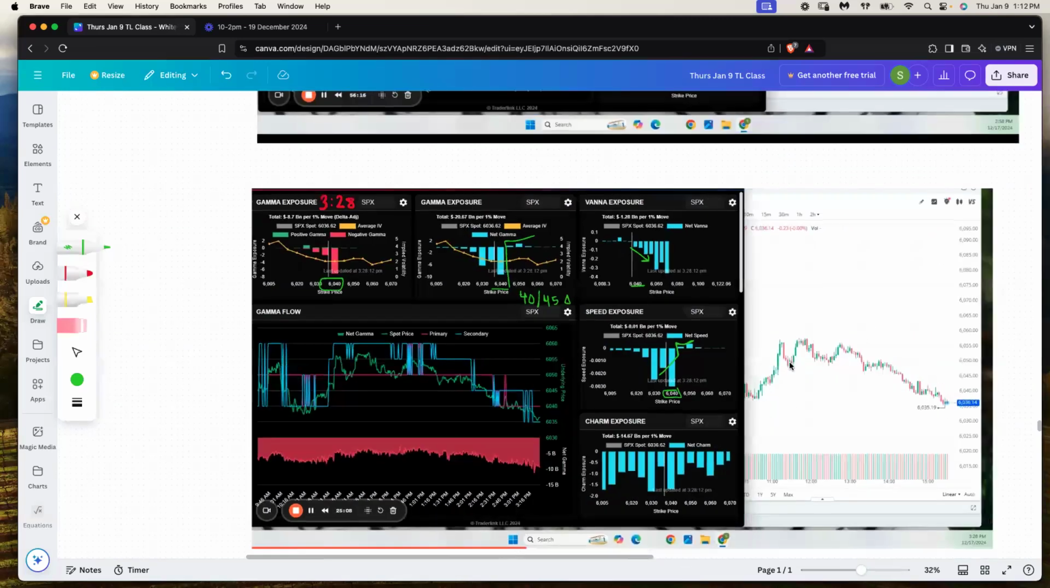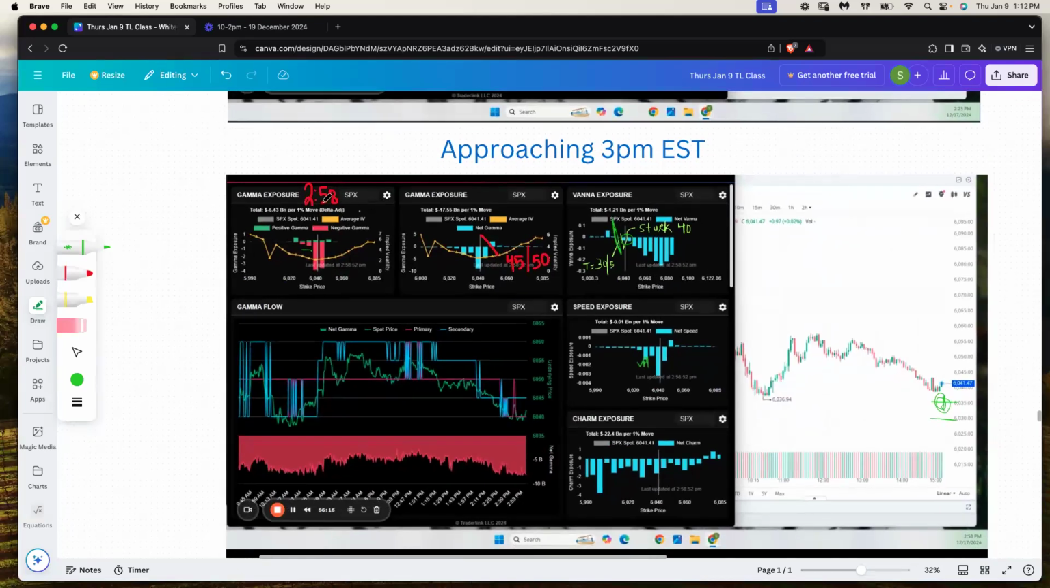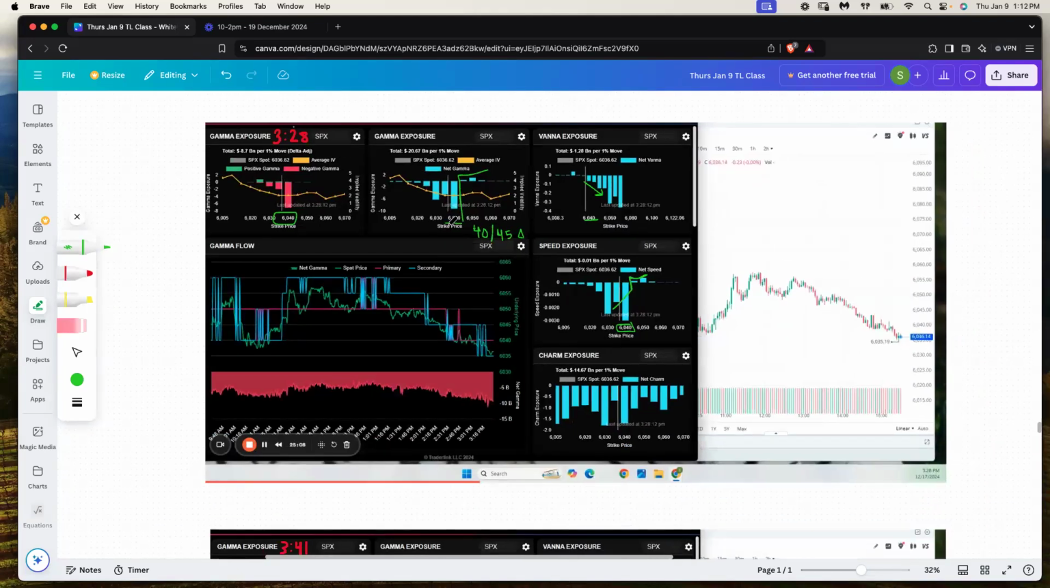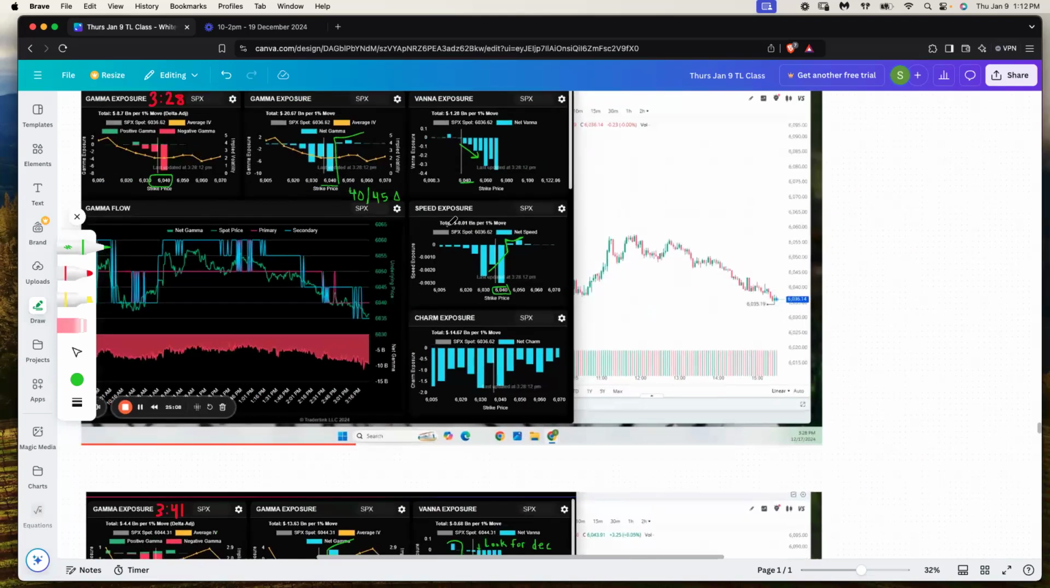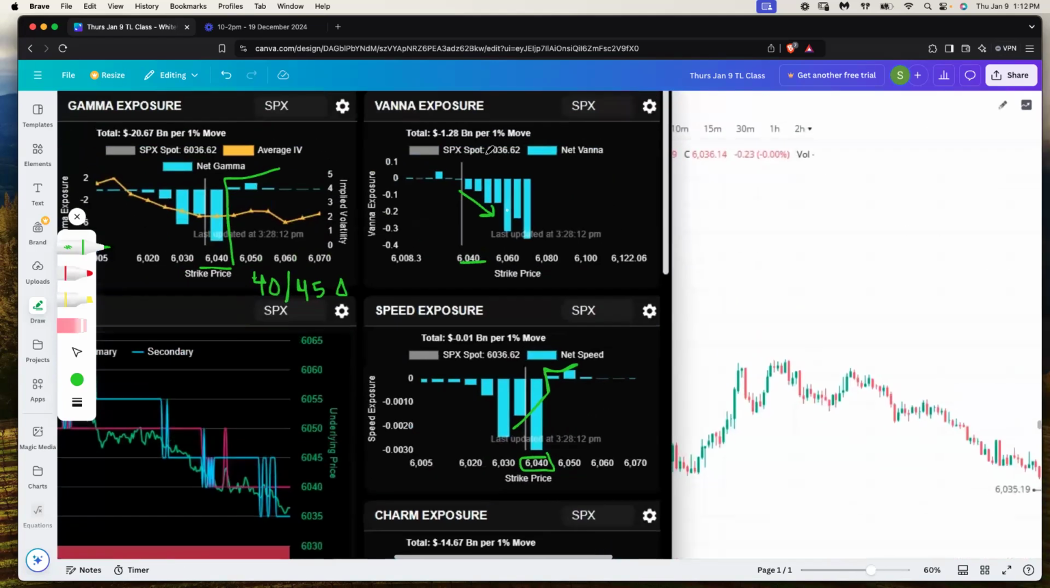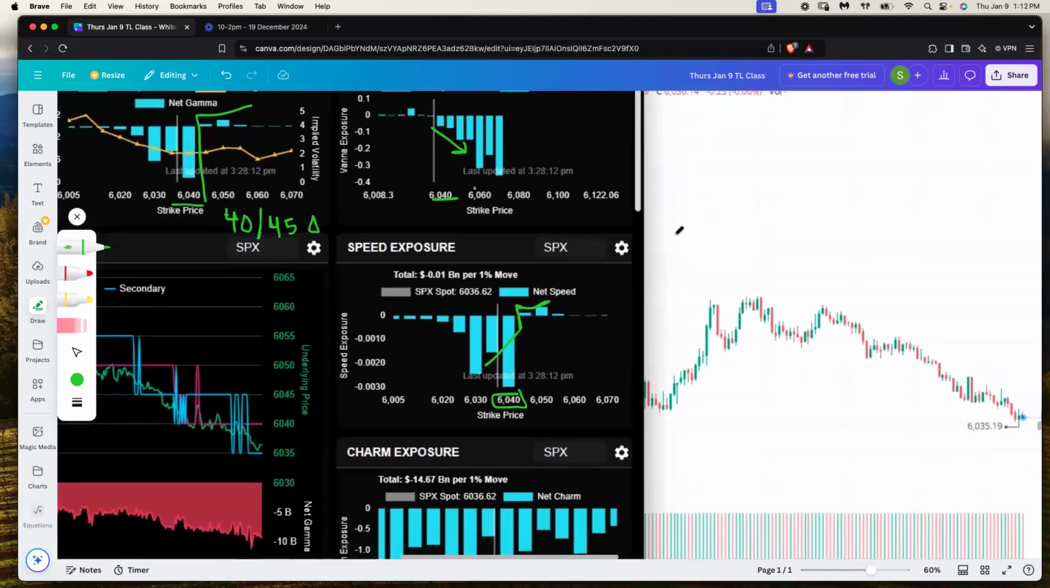Okay, this was at 2:58. We're now at 3:28, so about a half hour later. You see how long it's taking to break through these big areas. And now Vanna's pretty concentrated. It means we're coming to the culmination of the day, right?